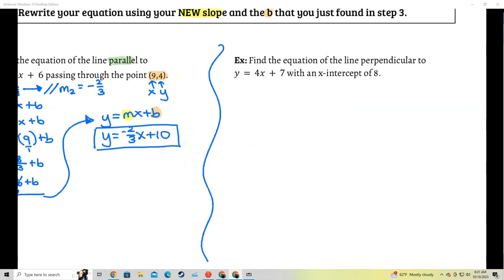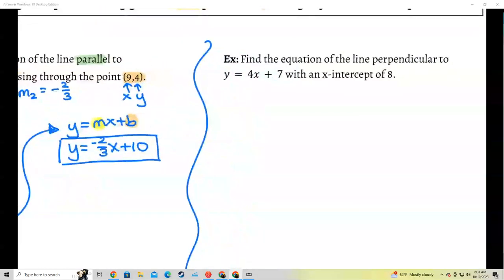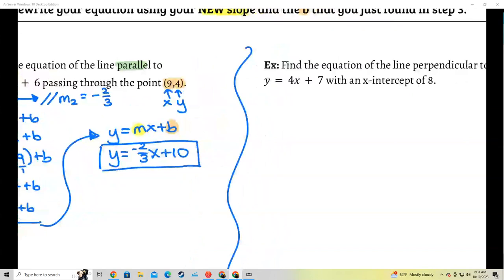All right, let's go ahead and take a look at the next one. I want to find the equation of the line perpendicular to y equals 4x plus 7 with an x-intercept of 8. So same concept. I'm going to go ahead and start this problem off. The first thing I want to do is find what kind of slope I am dealing with. Because this is in slope-intercept form, I already know that this slope is 4 to begin with. My original slope is 4.